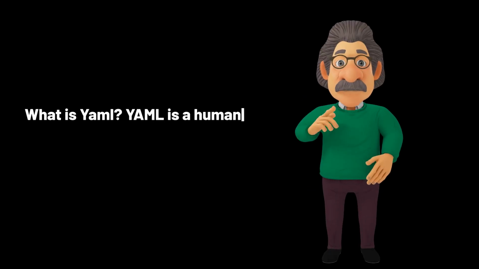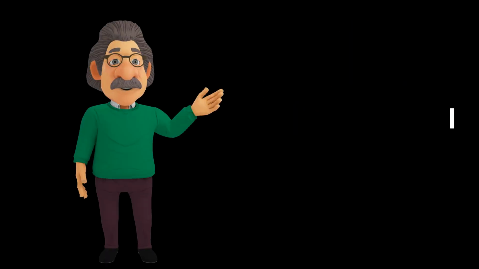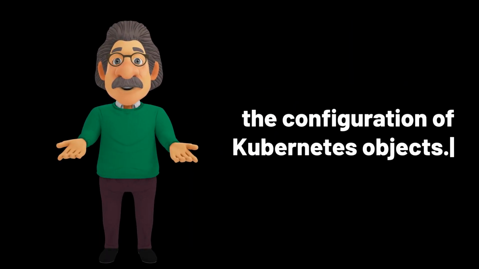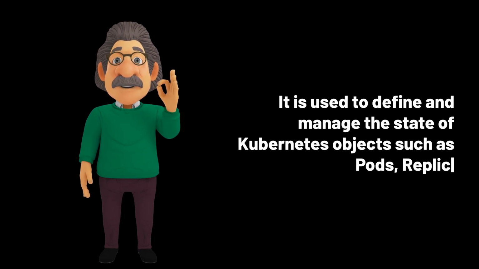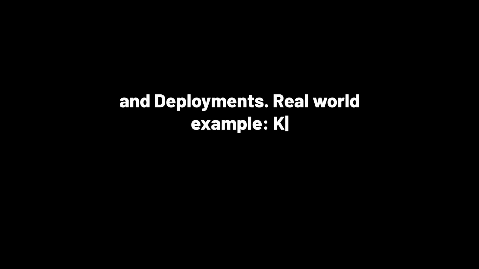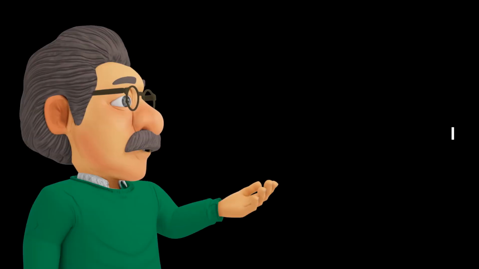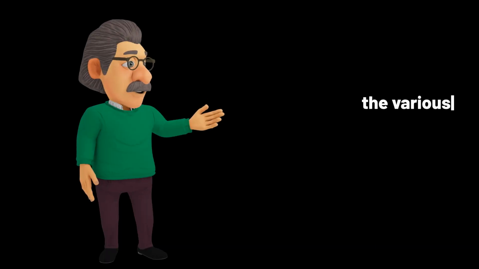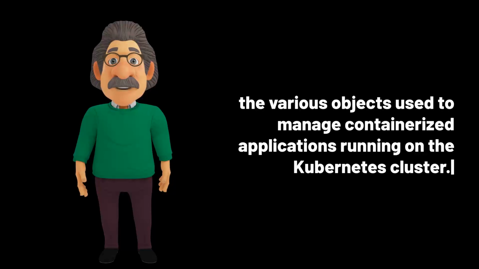What is YAML? YAML is a human-readable data serialization language used to define the configuration of Kubernetes objects. It is used to define and manage the state of Kubernetes objects such as pods, replica sets, and deployments. Real-world example, Kubernetes administrators use YAML to define and manage the configuration of the various objects used to manage containerized applications running on the Kubernetes cluster.